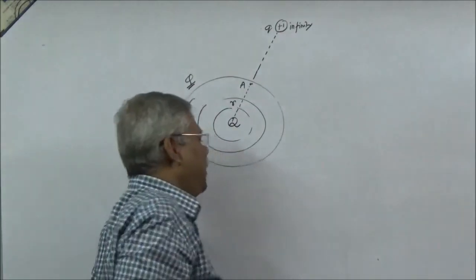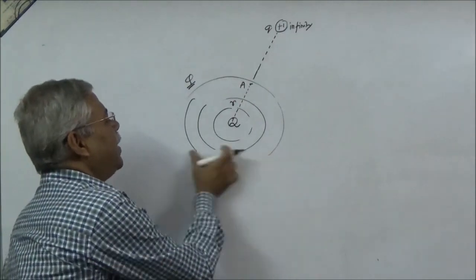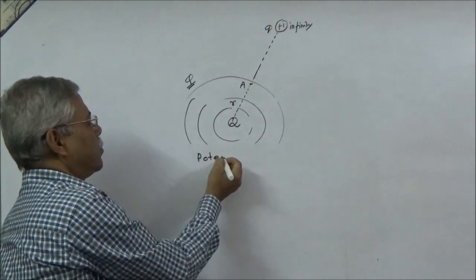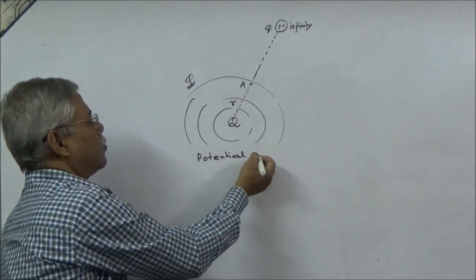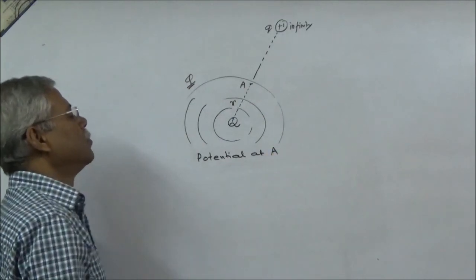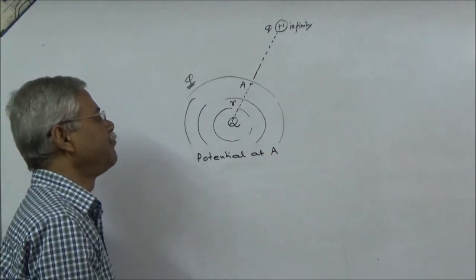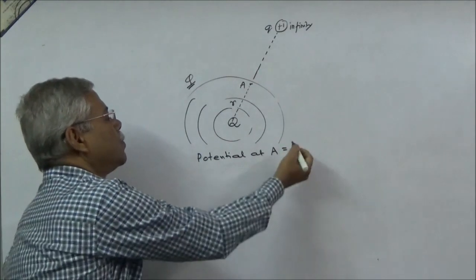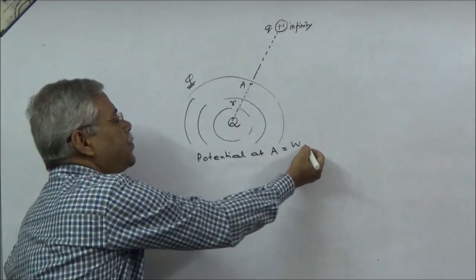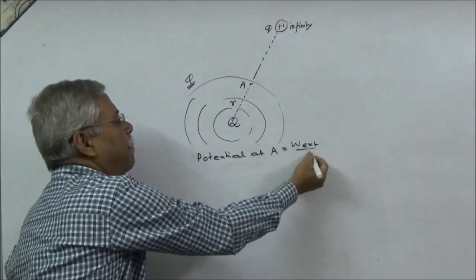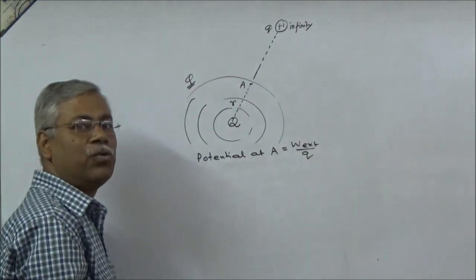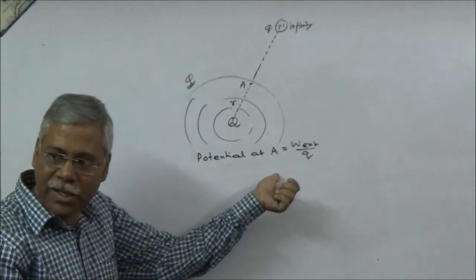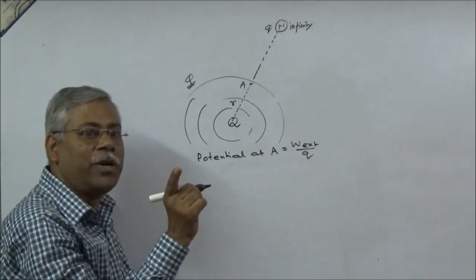So potential at A equal to W external by Q. Potential equal to W by Q. Who has done this work? The external agent. So I will now calculate W external.